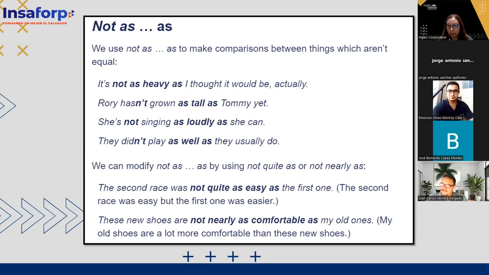Now, there is another option. If I don't want to say not as, adjective, as, I can say not quite as, adjective, as, or not nearly as, adjective, as. It's exactly the same, but these two are more native. This one is basic, regular, and these two are more for native speakers, okay? For example, this water is not as cold as the water in the refrigerator, right? Or I can say, this water is not quite as cold as the water in the refrigerator. It's the exact same sentence, okay? And I'm going to put it here in the chat just for you to see the difference.